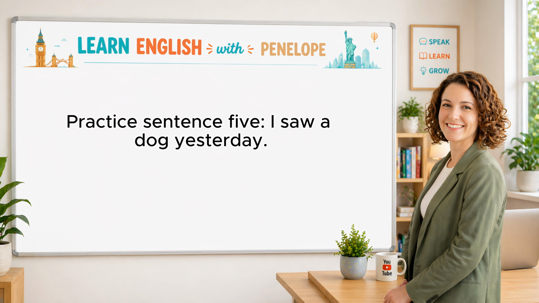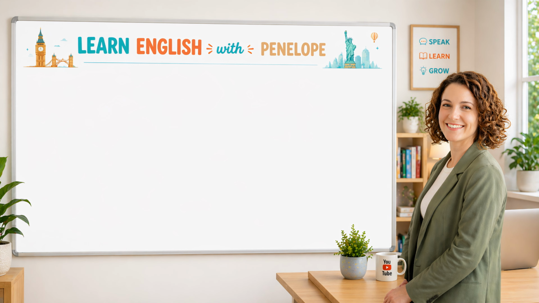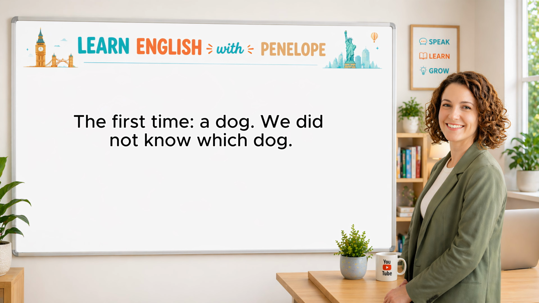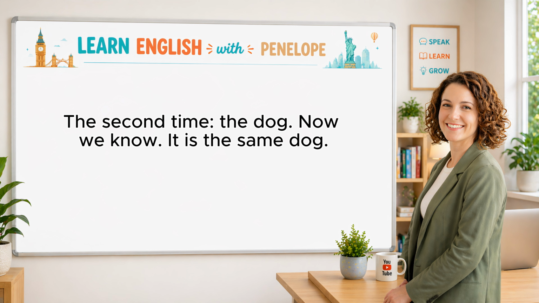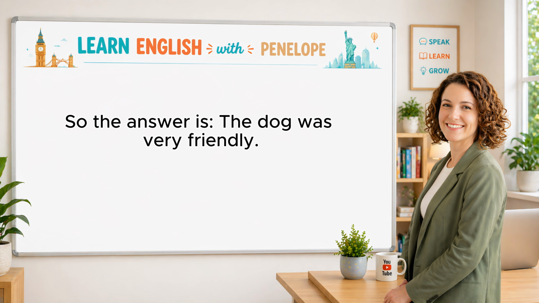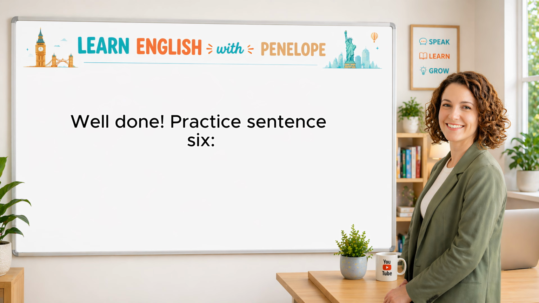Practice sentence 5. I saw a dog yesterday. Blank dog was very friendly. The first time, a dog. We did not know which dog. The second time, the dog. Now we know. It is the same dog. So the answer is, the dog was very friendly. Well done.